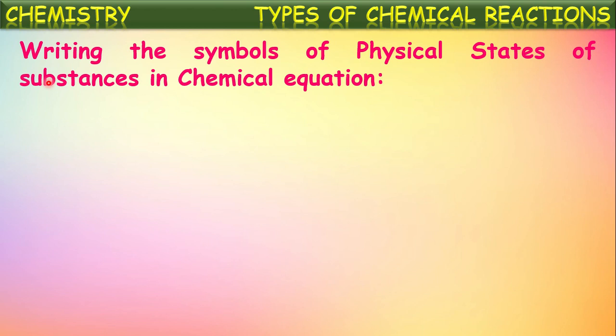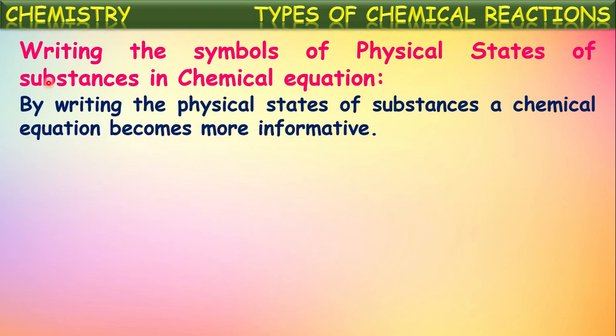In the earlier session we have seen what is meant by a balanced chemical equation, and if it is not balanced, how to make it balanced. From the balanced equation, we get the quantitative information about the reactants and products of that reaction. By using the symbols of the physical states of the substances in the chemical reaction, we get some extra information. By writing these physical states of substances, a chemical equation becomes more informative.